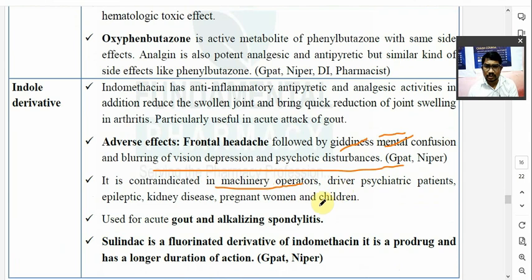That's why it is not used in machinery operators, drivers and psychiatric patients.